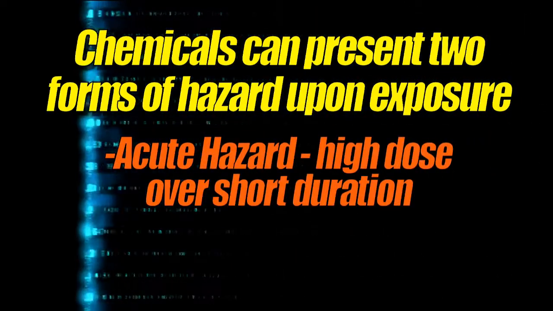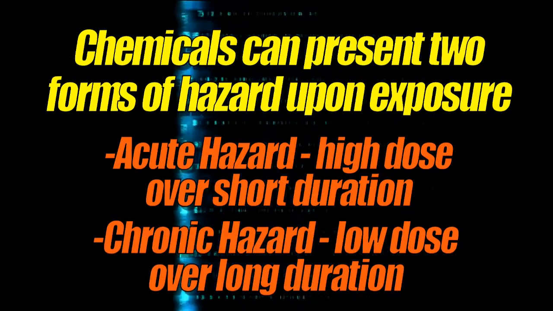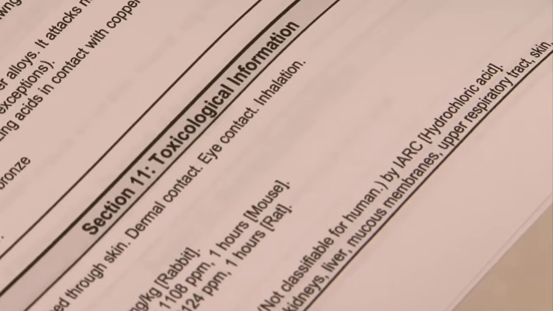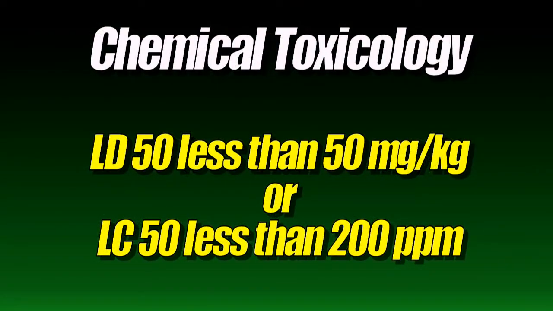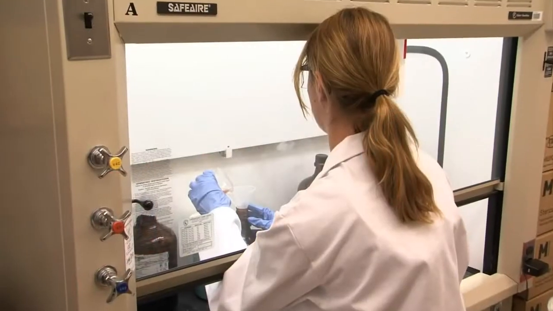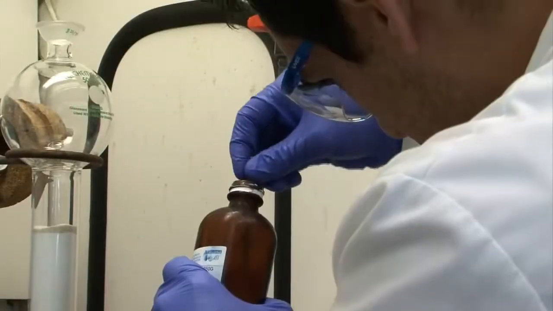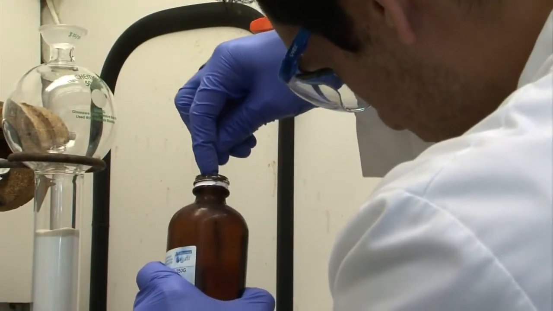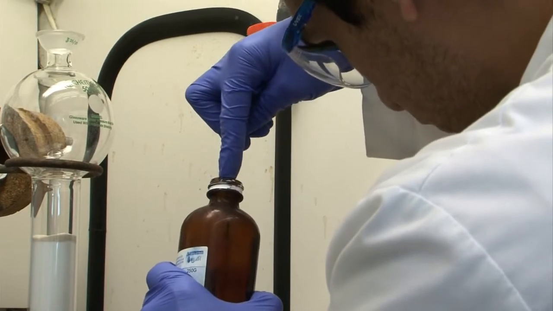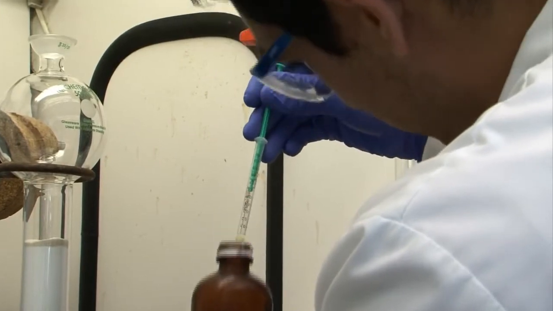Chemicals can present two forms of hazard upon exposure. An acute hazard is a high dose over a short duration, and a chronic hazard is a low dose over a long duration. The toxicology of a chemical is very important to understand as well. If a chemical has an LD50 of less than 50 milligrams per kilogram, or an LC50 of less than 200 parts per million, the chemical is considered very toxic, and extreme caution should be used when handling these dangerous substances. Toxicology numbers are calculated by exposing a group of laboratory animals to a particular chemical. When 50% of the population dies, the LD50 or LC50 is set for that particular chemical.